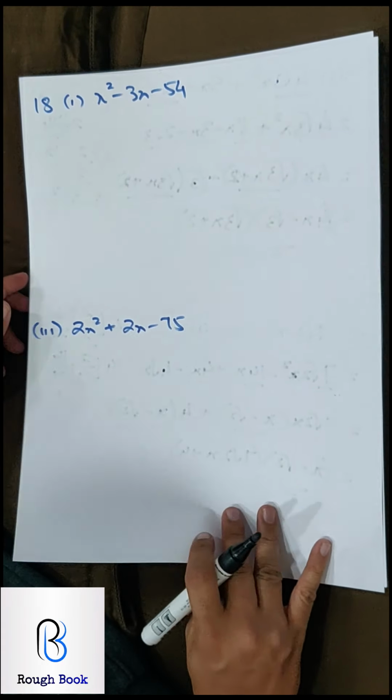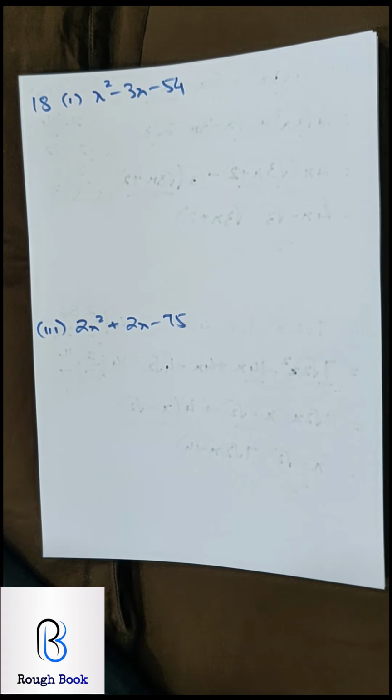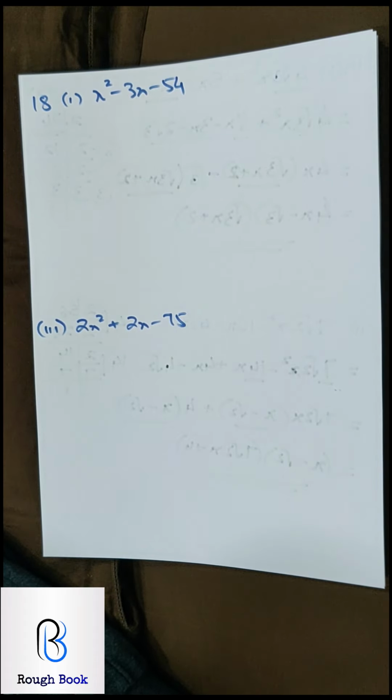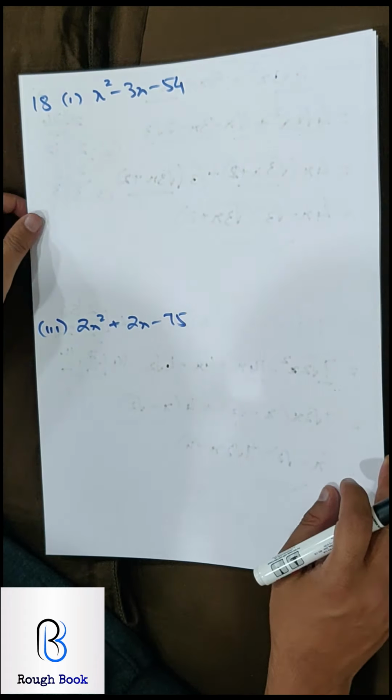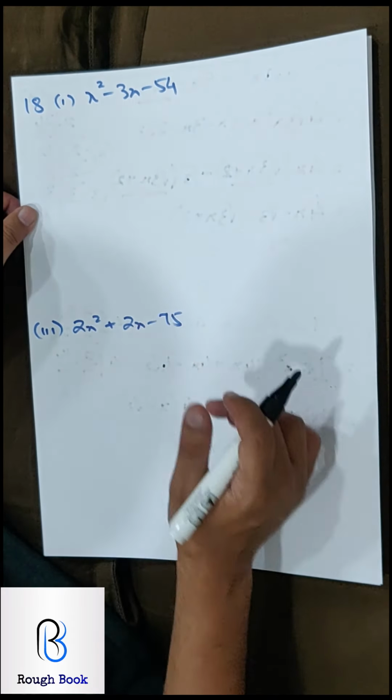Next one, 18 part 1. The question here reads slightly different. That's why I kept it last. For each trinomial given below, find whether it is factorizable or not, and factorize if possible. Now how will you know whether you can split the middle term or not?